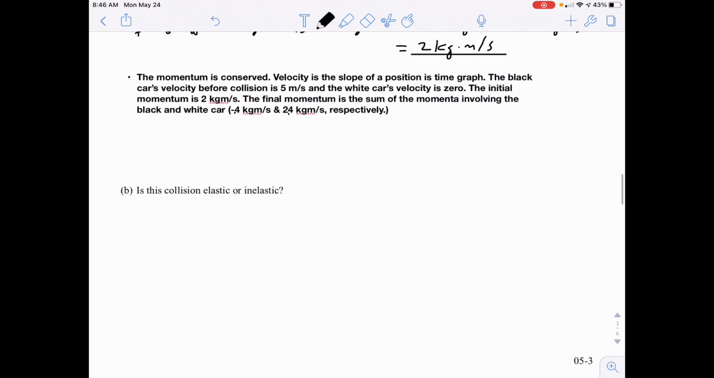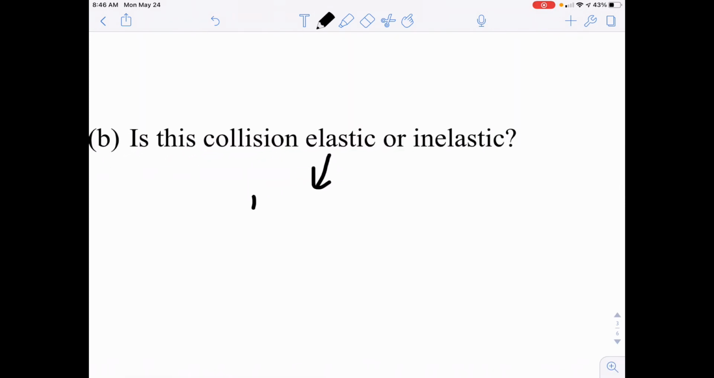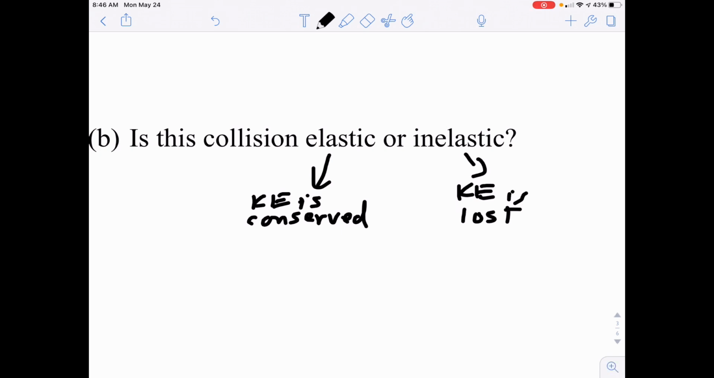Is the collision elastic or inelastic? To be elastic, kinetic energy has to be conserved during the collision, meaning the same kinetic energy before and after collision. To be inelastic, kinetic energy is lost, meaning there's less kinetic energy after than before. This could be due to various things.